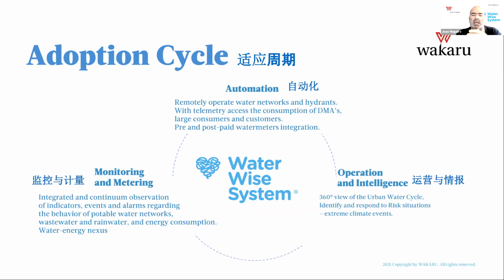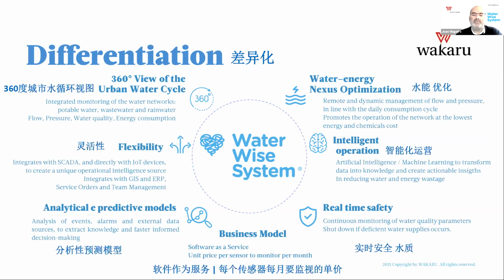Then we can move on to automation and use a demand-driven mode and real-time information on what to do in water networks to be more efficient. And then, of course, having a 360 degrees view of the urban water cycle, we can bring from data knowledge and more intelligence to all these operations.